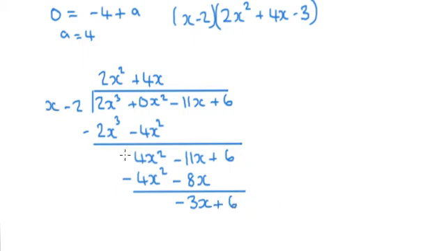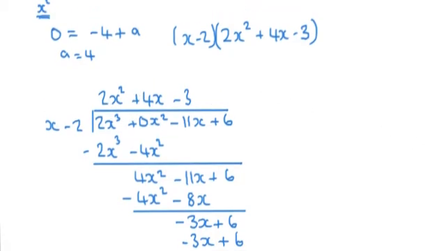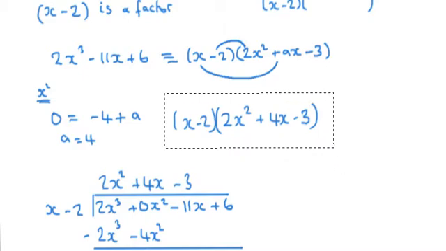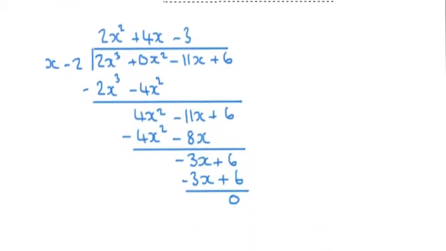Last step, times the x by minus 3 to get minus 3x, and then minus 3 times x is minus 3x. Minus 3 times minus 2 is plus 6. We get a remainder of 0, which we are expecting because we know it factorises fully. So there's our 2x squared plus 4x minus 3 from that method as well. So either way, we've got that this is our factorised form. We don't know if it's fully factorised yet.